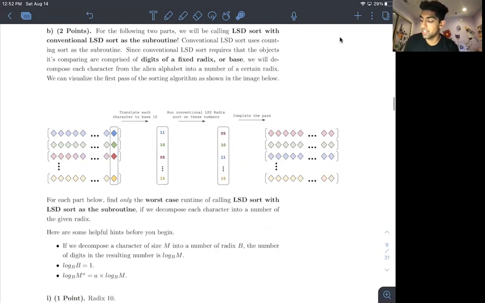Since conventional LSD sort requires that the objects it's comparing are comprised of digits of a fixed radix or base, we will decompose each character from the alien alphabet into a number of a certain radix. Okay, so I think this might be a bit confusing.